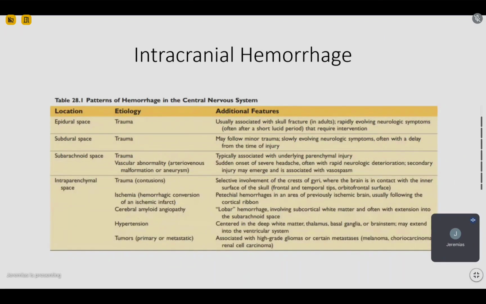Then we have intracranial hemorrhage. So we're done with the epidural and subdural. Then we have this intracranial hemorrhage. This intracranial hemorrhage occurs at any site within the cranium, outside the brain or within it, or intraparenchymal. Hemorrhages within the brain parenchyma and in the subarachnoid space, in contrast, are more often a manifestation of underlying cerebrovascular disease.